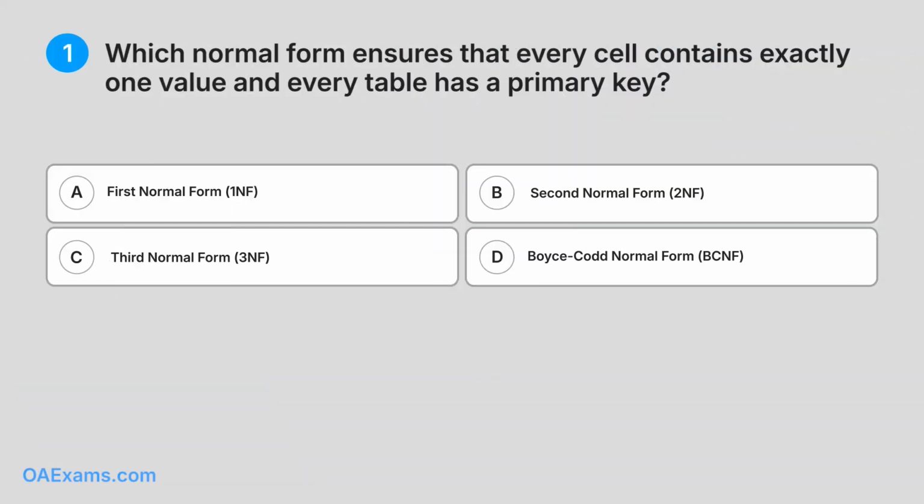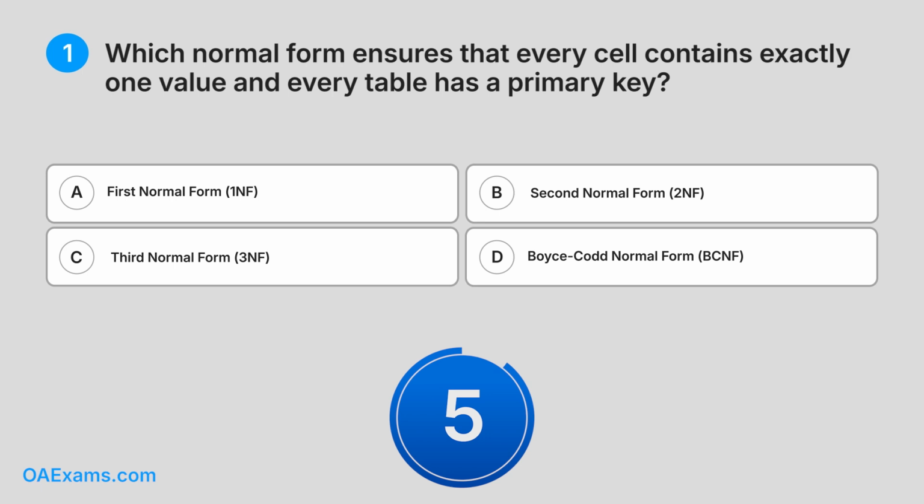1. Which normal form ensures that every cell contains exactly one value and every table has a primary key? A. First normal form, 1NF. B. Second normal form, 2NF. C. Third normal form, 3NF. D. Boyce-Codd normal form, BCNF. What do you think is the answer?